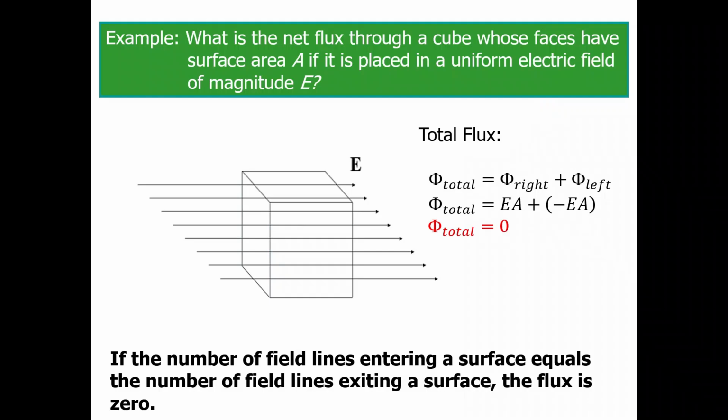So this is a big general rule. If the number of field lines entering a surface equals the number of field lines exiting a surface, then the flux is 0. So if I look at this surface, I have 1, 2, 3, 4, 5, 6, 7, 8 field lines entering, and 1, 2, 3, 4, 5, 6, 7, 8 field lines exiting, so there's no flux. So you can always look at an image of the field lines and the surface and be able to predict what the flux is going to be, whether it's positive, negative, or 0. It might be harder to calculate the actual value.